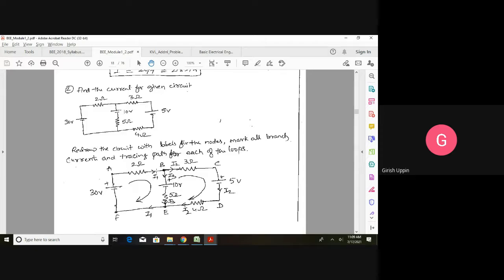Suppose 10 amperes is coming here, and let us say 8 amperes goes here. How much will remain here? 10 minus 8, that is 2 amperes. So we can write I3 as I1 minus I2. So instead of using one more variable I3, you mark this current as I1 minus I2. So you will reduce one unknown.